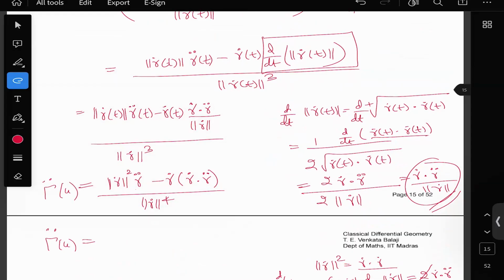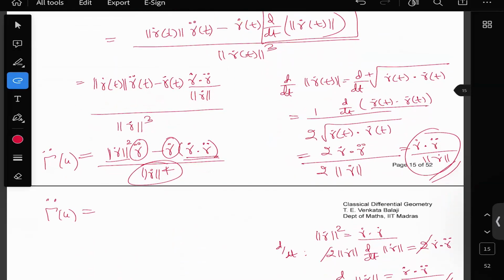So you see, look at the thing. This is a vector. This is a scalar. Okay. And similarly, this is a vector. This is a scalar because it's a dot product. And in the denominator, you have only a scalar. So the net effect is a vector. Okay. And that is just gamma double dot of u.